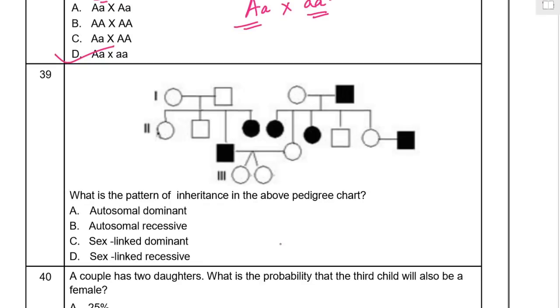Question 39. What is the pattern of inheritance in the above pedigree chart? You should understand the pedigree chart concept very well, with all its symbols, and it is important. So question 39 would be your option B, autosomal recessive traits. Because here no generation is being skipped, and you can see recessive traits.